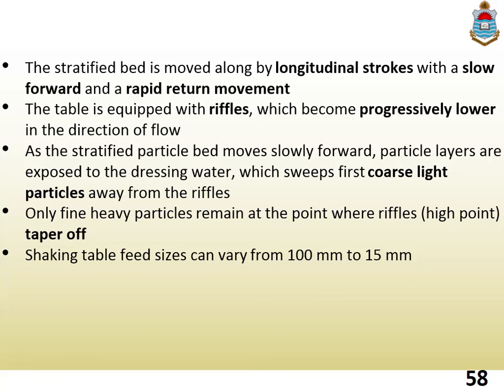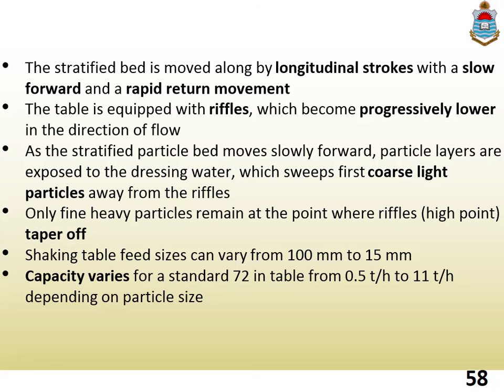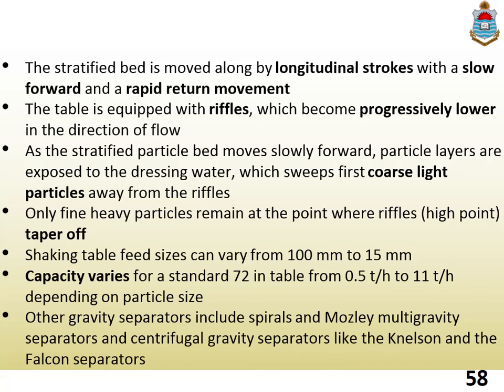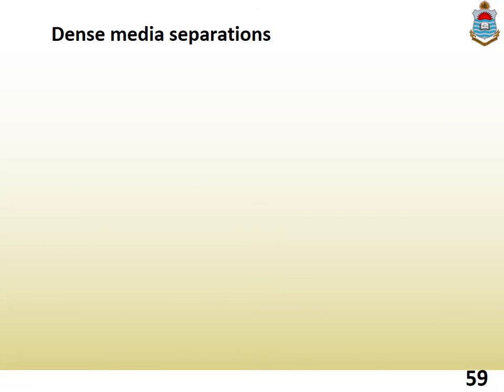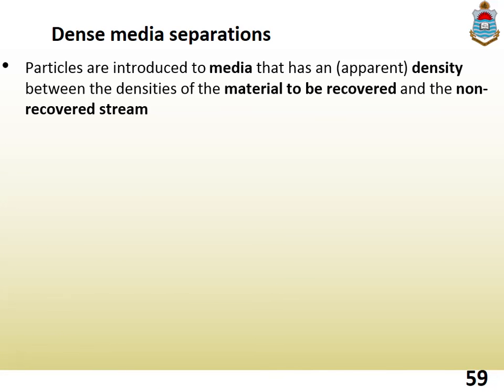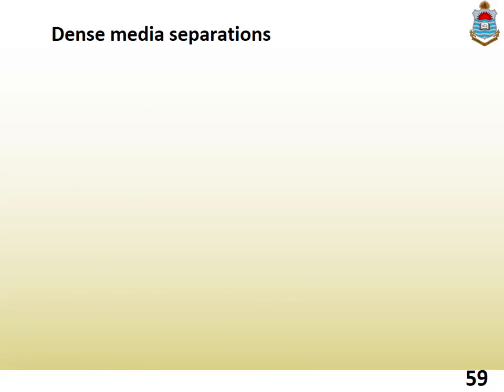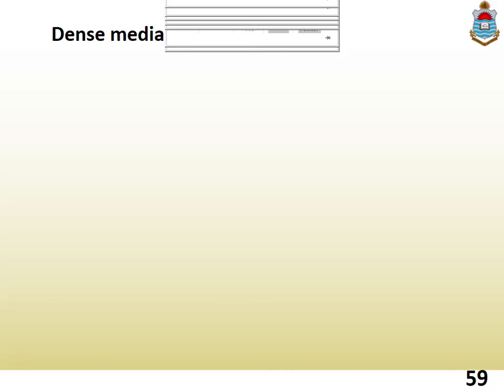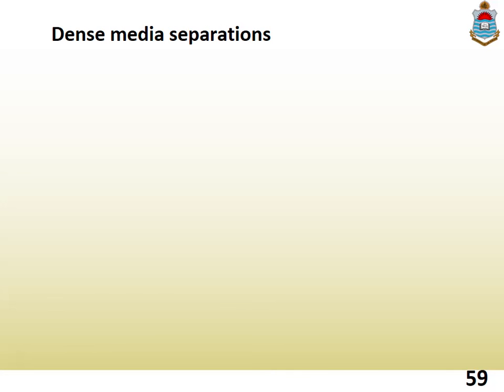So this is the size range in which the shaking table can accept feed, and it has a huge variation in the capacity of the table as well. There are also other gravity separators which are used. In the next part of the lecture we will discuss dense media separations.